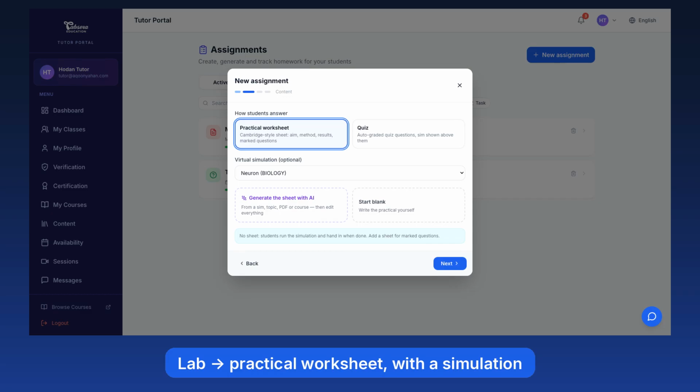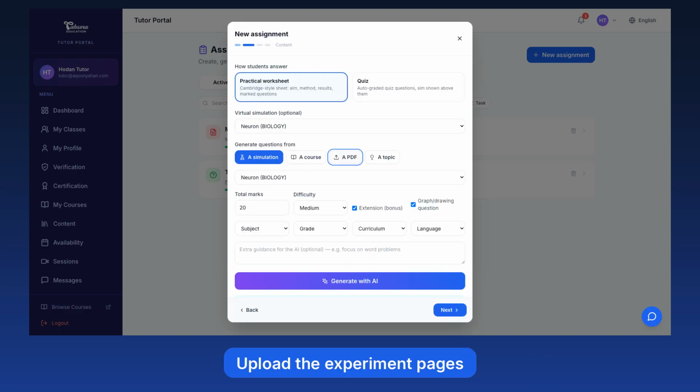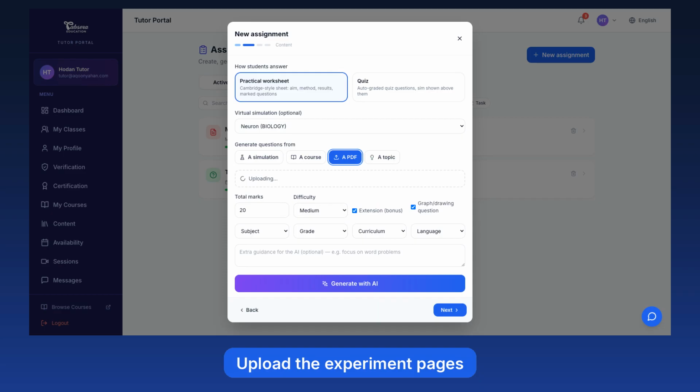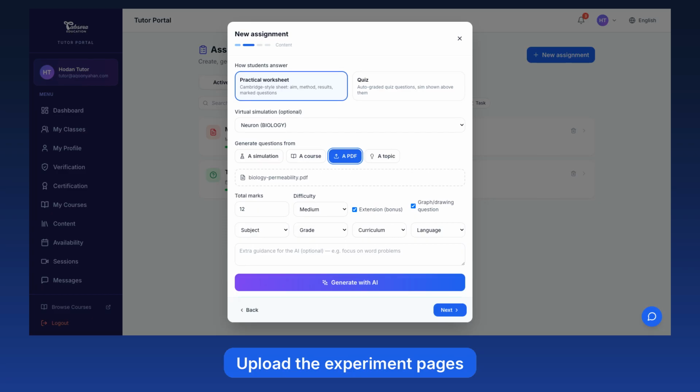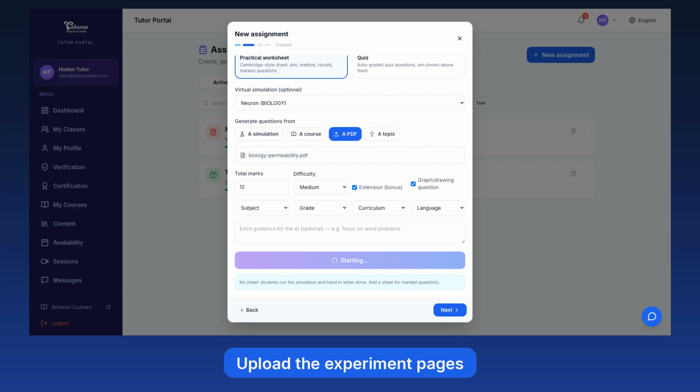For the experiment we attach the neuron simulation, a living cell membrane whose channels let some particles through and hold others back. It is the dialysis tubing idea, a barrier that chooses. The sheet is generated from the book itself. Choose a PDF as the source, upload the experiment's pages, set the marks, and generate. The AI reads the practical and writes the worksheet the way the book structures it.